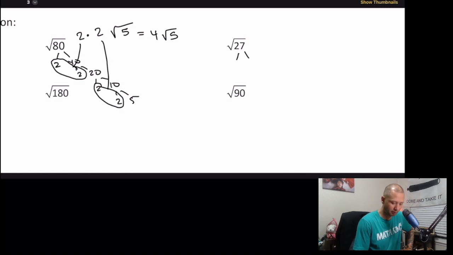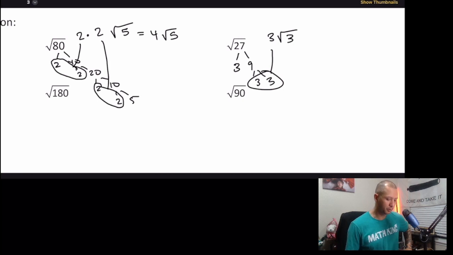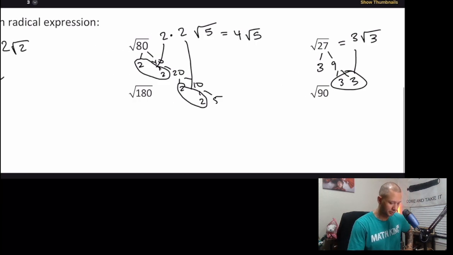All right, root 27. 27 can be broken down into 3 times 9, and then 3 times 3. So we have a pair of 3s. That's going to come out as a single 3, and then square root of 3 left over. So 3 root 3. Hopefully you can kind of see where this is going.